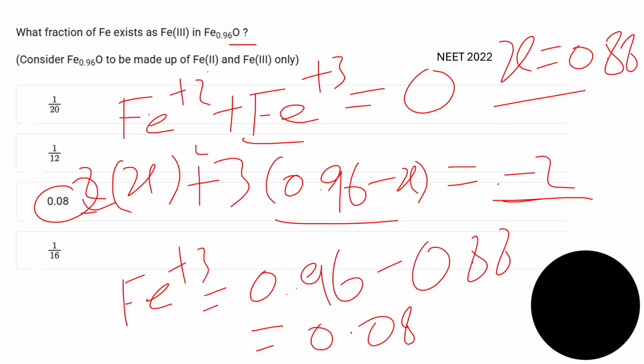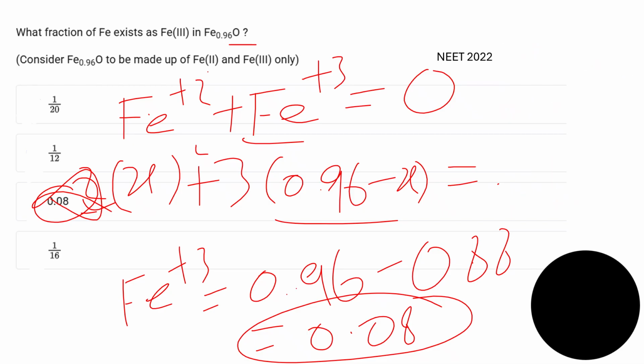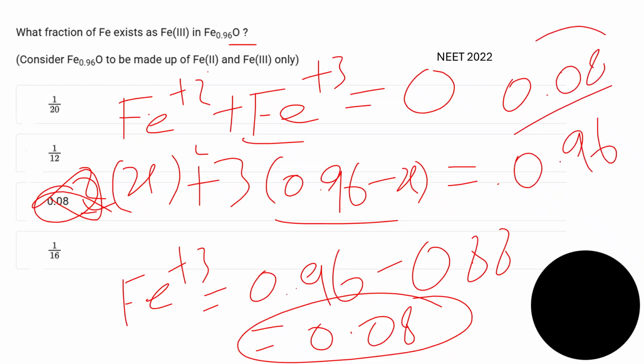Yes, but it is wrong. Okay, they are asking for the fraction. This is just the amount of Fe3+. It is not a fraction. Okay, this is not the answer. The fraction means, in 0.96, 0.08, which means 0.08 divided by 0.96. This is a fraction. This is just this much of Fe3+.